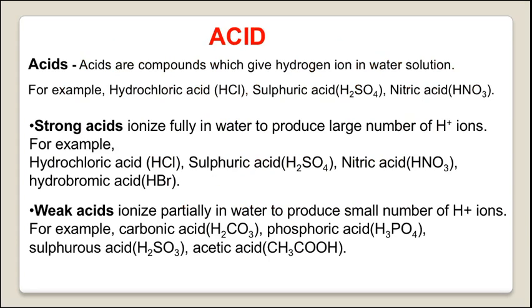Strong acids are the acids which are fully ionized when dissolved in water. Means if we dissolve HCl in water, it will dissociate into H plus ion and Cl minus completely. Like sulfuric acid, it will dissociate itself into 2H plus ions and SO4 2 minus ion completely. This will be called a strong acid.